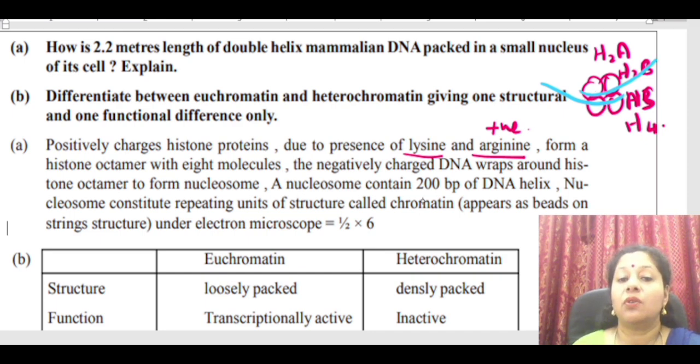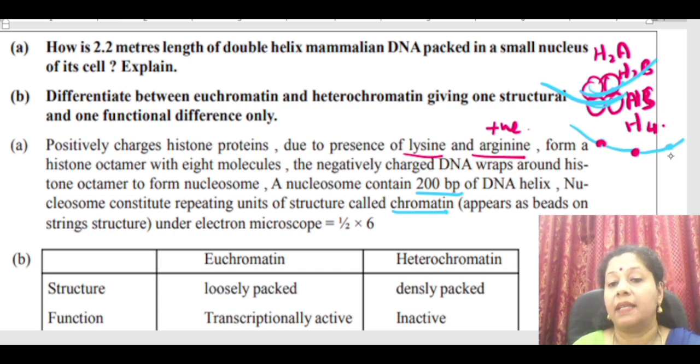A nucleosome contains 200 base pairs. So the length required for this winding is 200 base pairs of DNA helix. Nucleosomes constitute repeating units of a structure called chromatin, which appears as beads on a string-like structure. So at the end it looks like a chain of DNA, with the octamers looking like beads. Then further coiling is done by the non-histone chromosomal proteins.